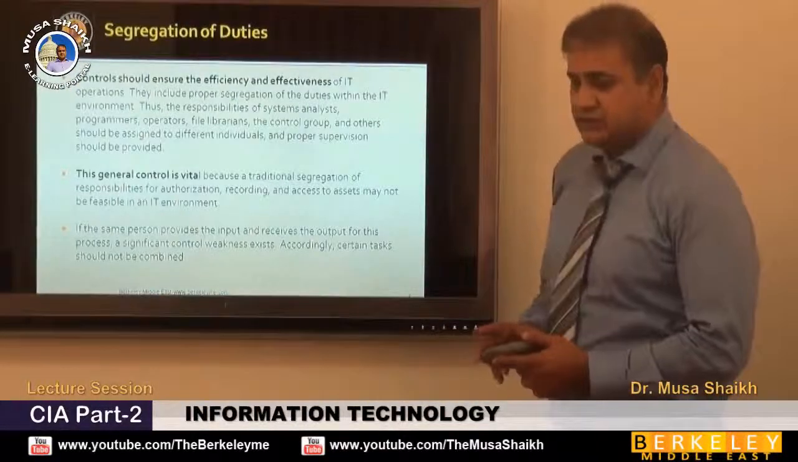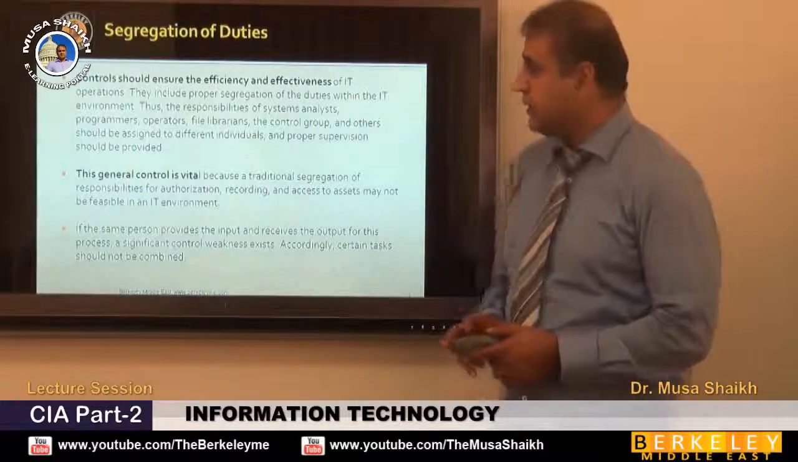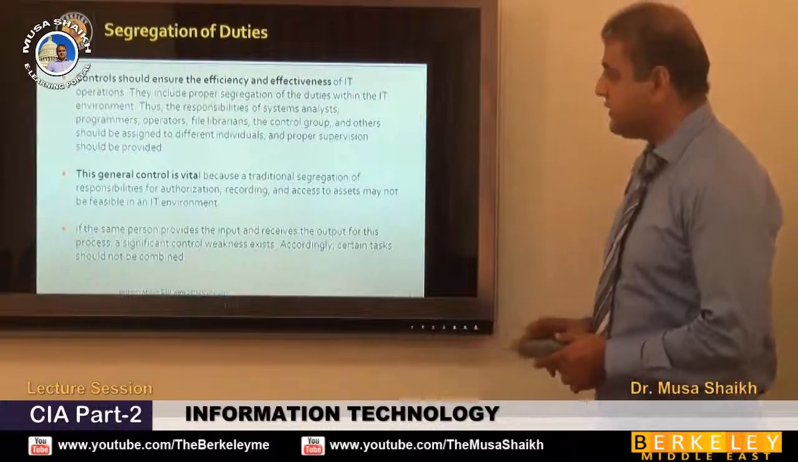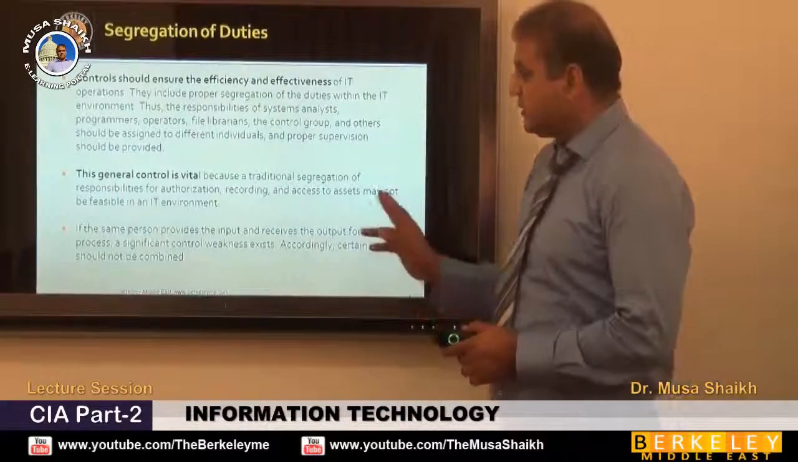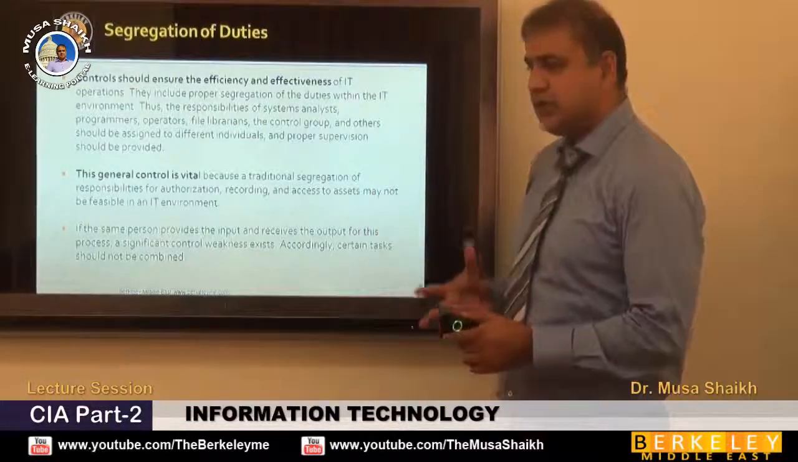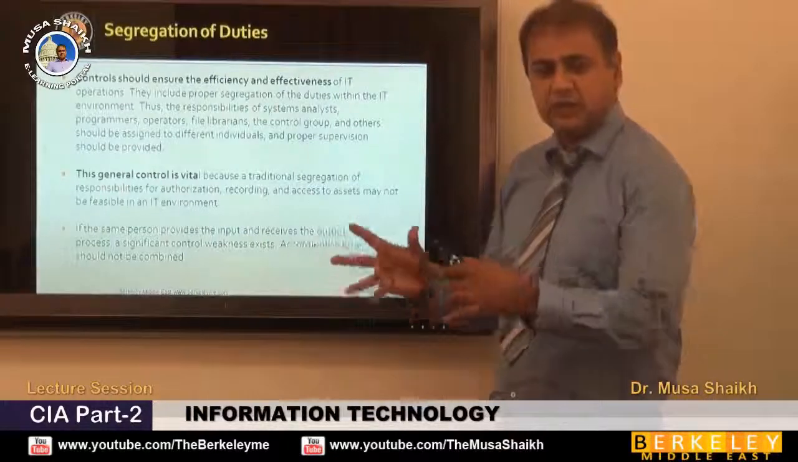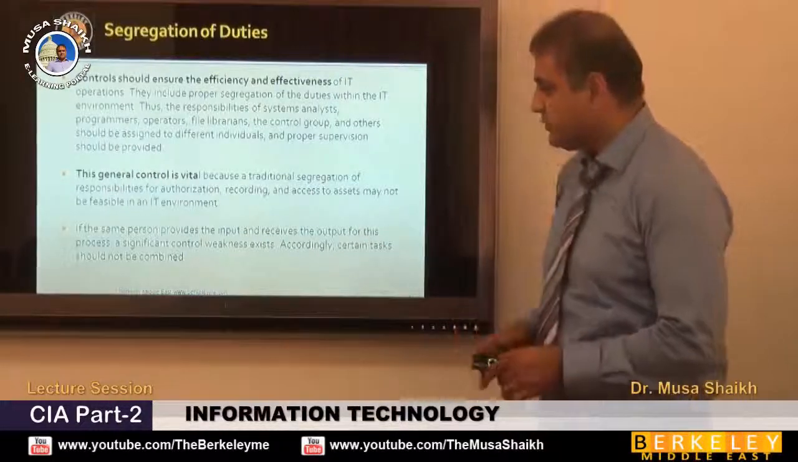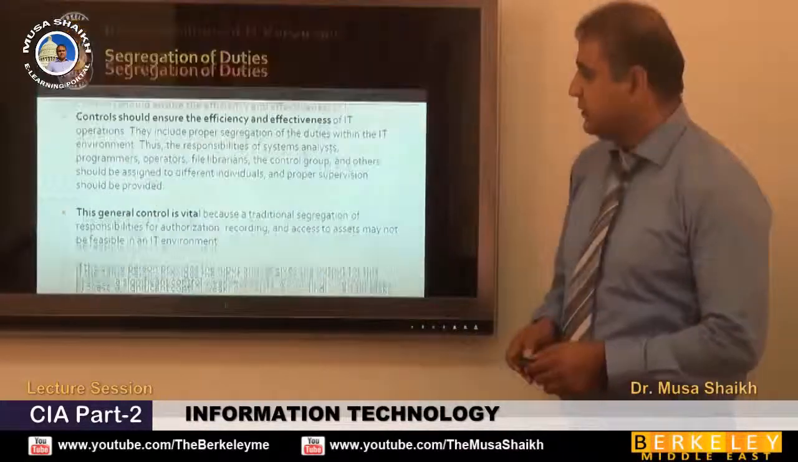Segregation of duties is very much possible in terms of using IT systems. Control should ensure the efficiency and effectiveness of IT operations. Then the general control is vital. It is like general access: who can come into the office, who can sit on the computer, whether you have a username and password. These are general controls, right?